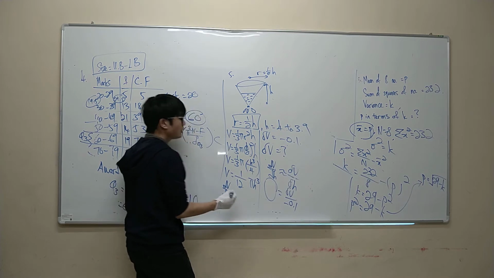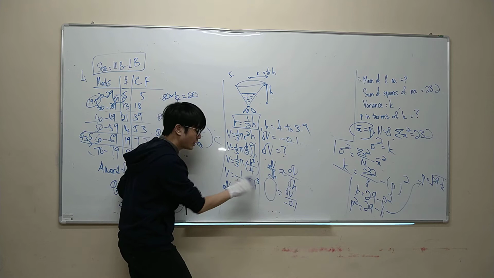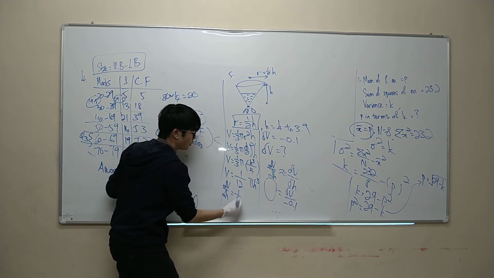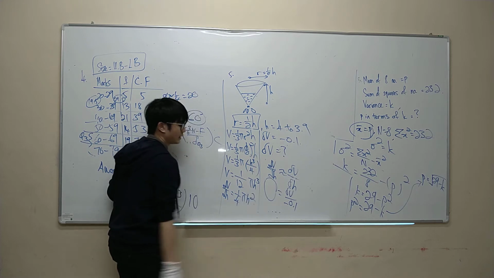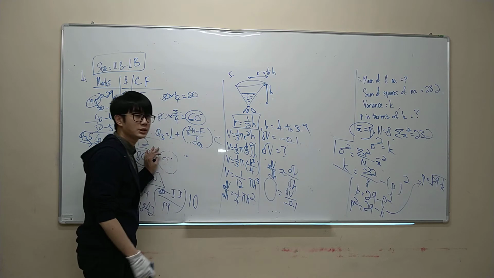Just now we cannot, because it's V in terms of r and h. So now it's V in terms of h only already. So now I can do differentiation. 3 times 1 over 12 is 1 over 4. And the power I have, minus 1, is pi h squared, like this.